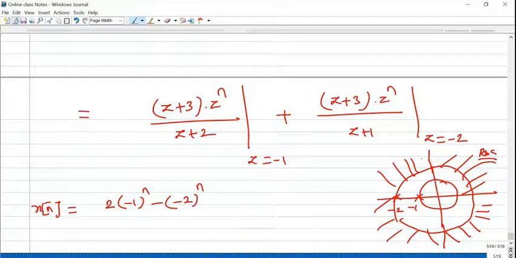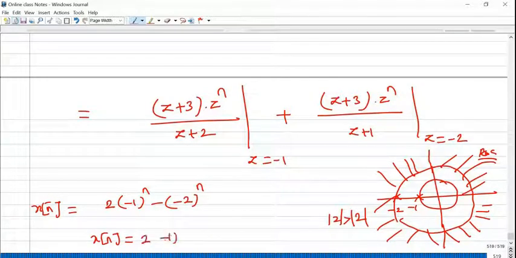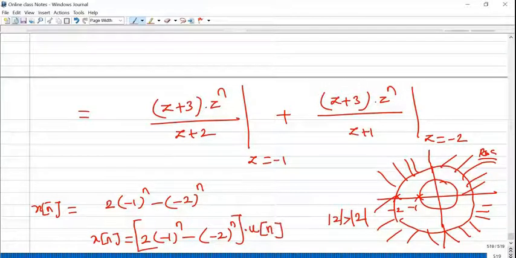But modulus z is greater than 2. So we always write the x of n result in the form of causal. So 2 into minus 1 power n, minus minus 2 power n, times u of n. Okay, so this is your final answer.